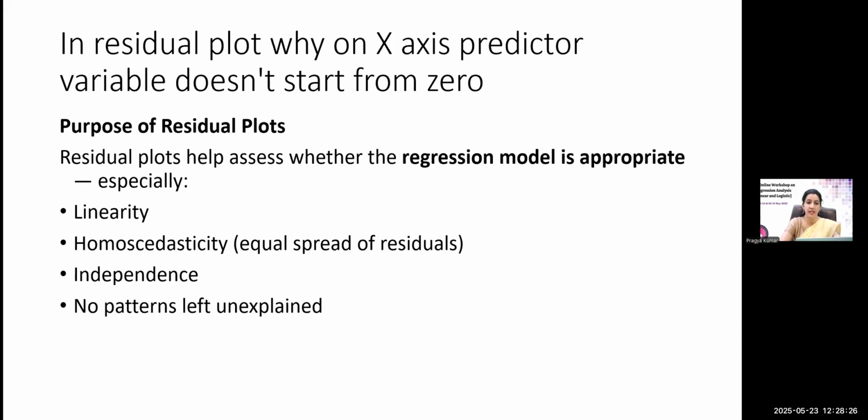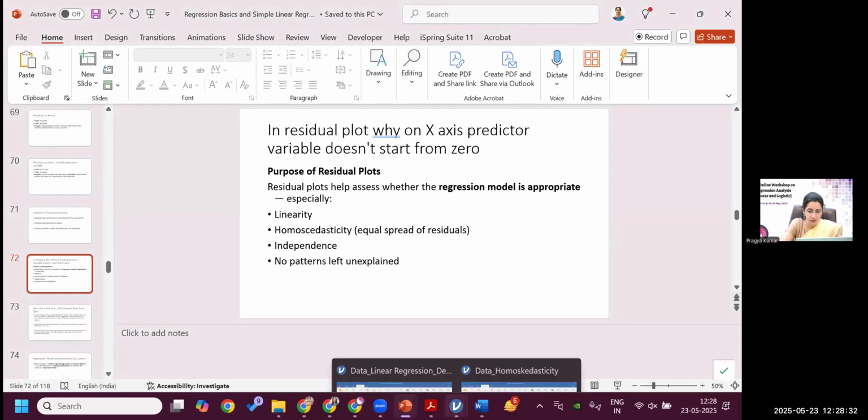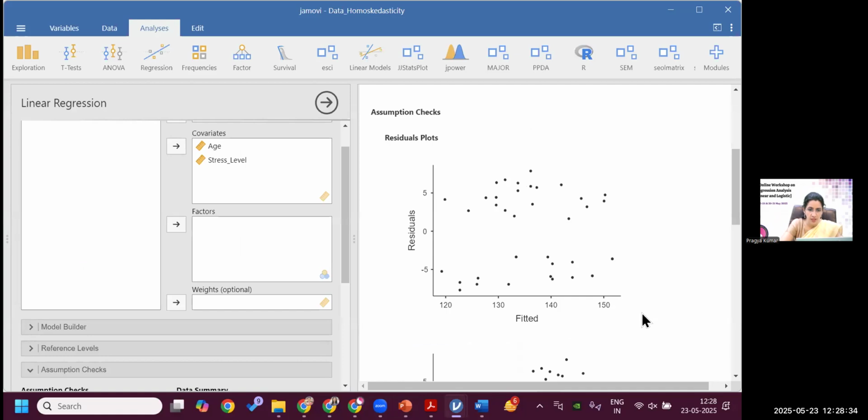Again, in the residual plot, the x-axis does not start from 0. If you go to jamovi and look at the value here, it starts from around 120. Here it is not 0. Why is it so? It may not be exactly 120, it could be something like 112, because it takes the values which are there in your data.